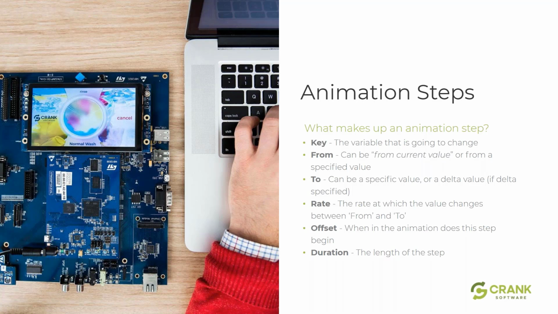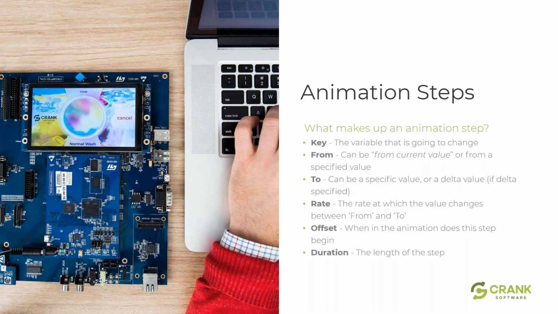So this can be specified as a specific value, or we can use a delta so we can have it offset. So we can go from your current value plus or minus another value. Another thing that a step contains is the rate. This is the rate at which it travels between your from and your to. This can be linear, we can use easing functions, or we can even have some type of bounce effects.